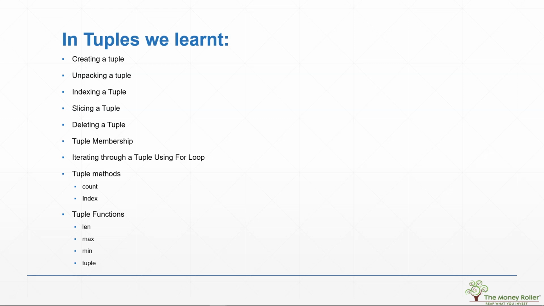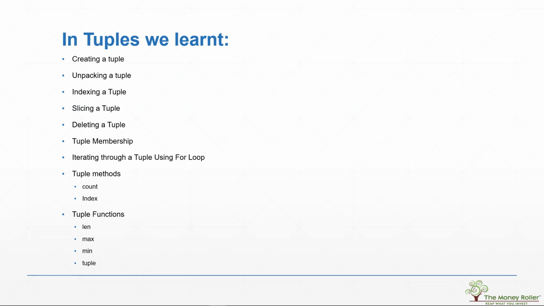Now let's review what we learned in tuples. We learned how to create a tuple, how to unpack a tuple, how to index a tuple, just like list indexing, then slicing a tuple, then deleting a tuple. Tuple membership using the in and not in operators. Then iterating through a tuple using the for loop. Then we learned about tuple methods, that is count and index, and tuple functions, that is length, max, min, and tuple, which converts stuff into a tuple.